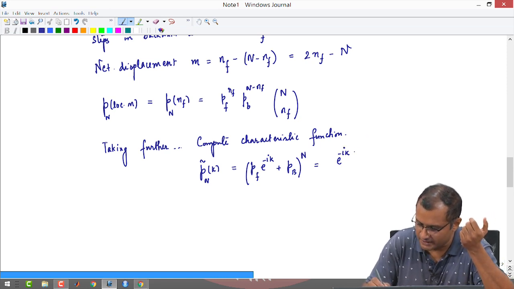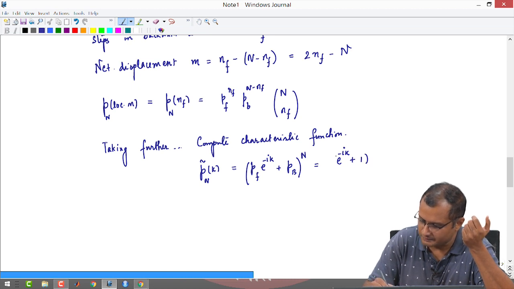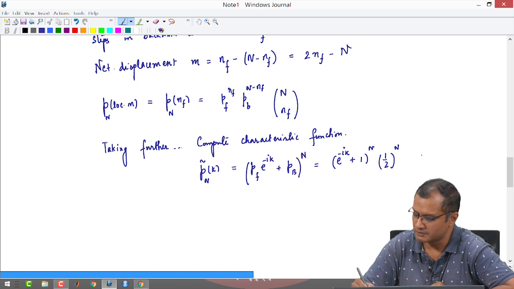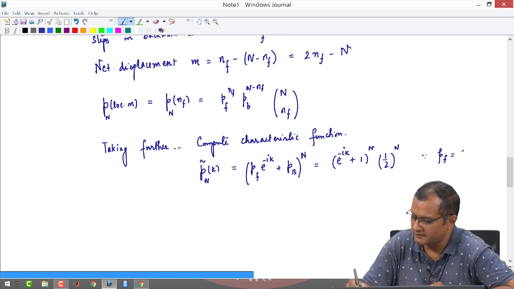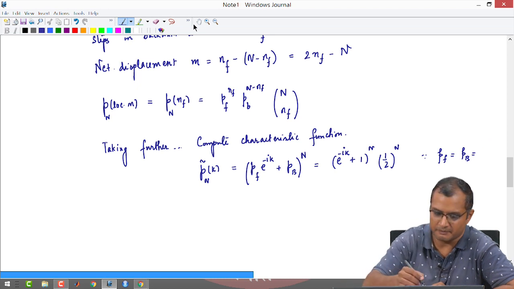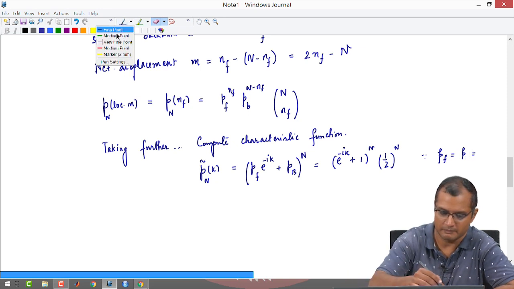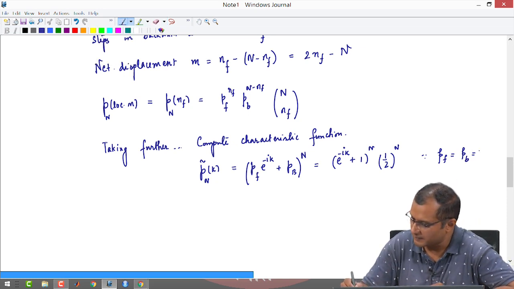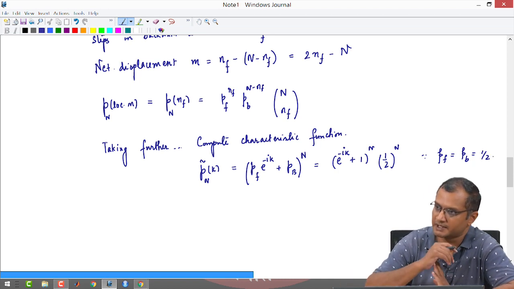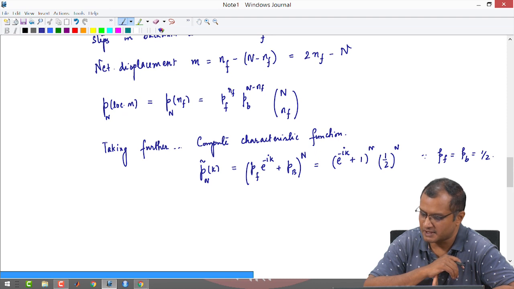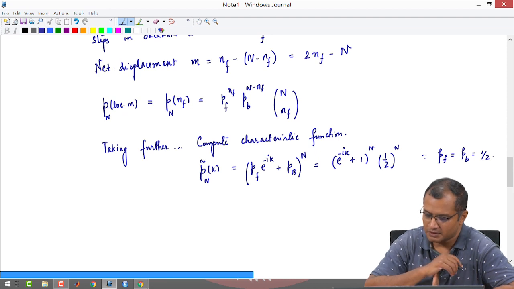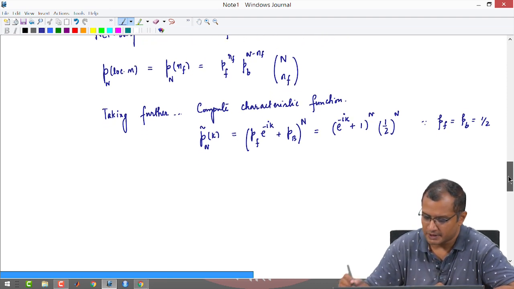You can take the half outside, plus 1, to the power n into 1 by 2 to the power n. Okay. So, if you plug Pf and Pb, forward and backward, as half, you can take half outside, and what you will get is just e raised to minus I k plus 1 to the power n into half to the power n. Okay. So, you can now compute what are these.